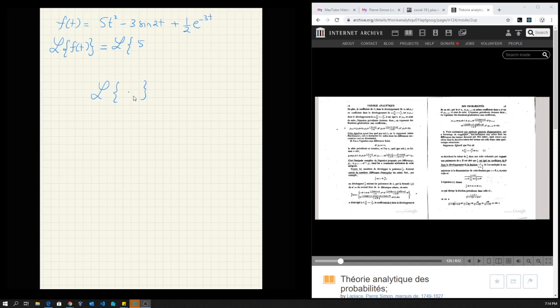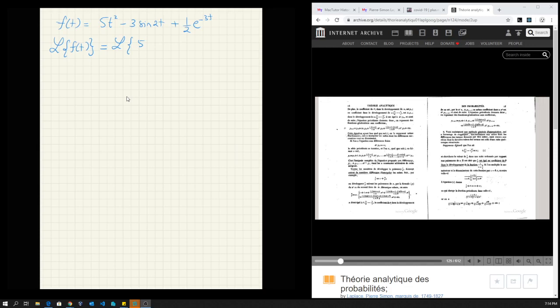I'm about to take the Laplace of something. It only makes sense if you put something in between the curly braces. That means you're indicating what the little f of t is, what you're taking the Laplace of. And what should go inside should always be a function of t. Don't forget that. All right. And what comes out should always be a function of s.